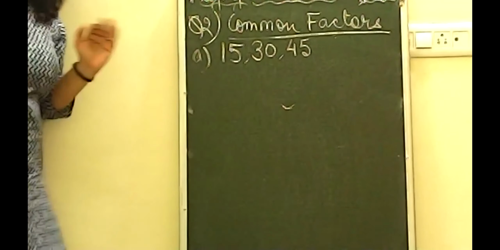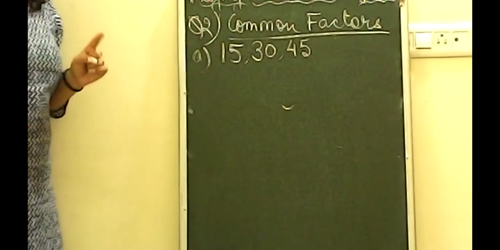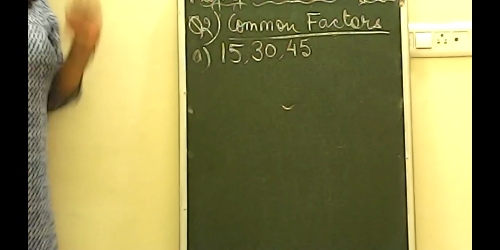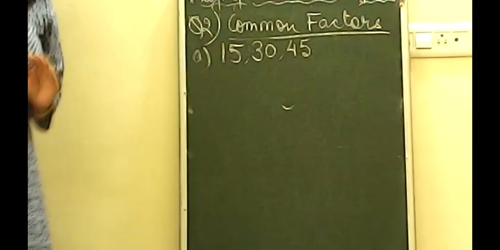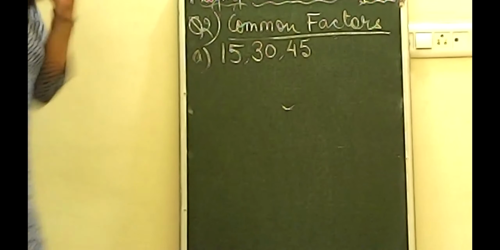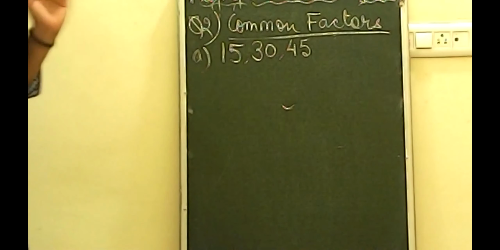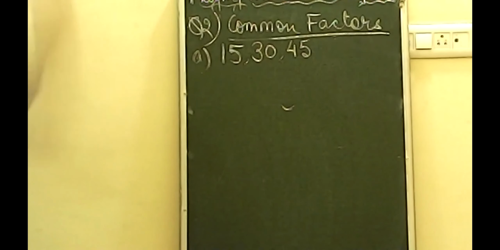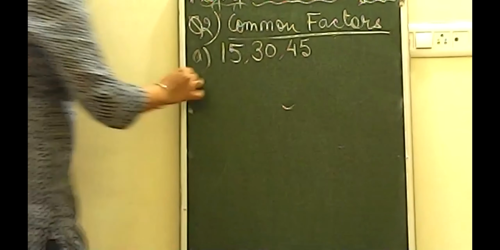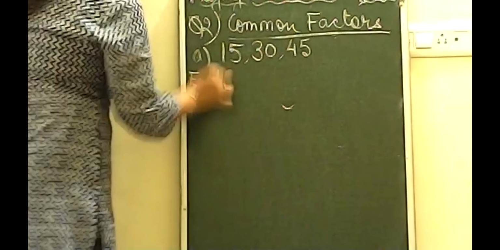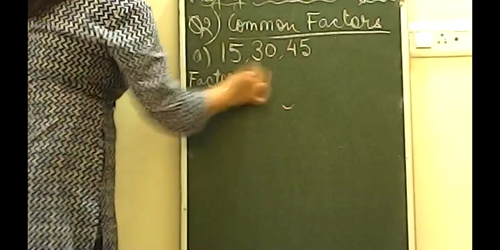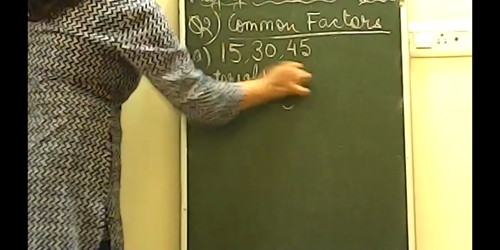Okay, now students, we are doing the same thing for three numbers. So the question is 15, 30 and 45. We have three numbers. So now what will we do? The same process. First of all, we will find the factors of all three numbers. First I am finding the factors of 15.